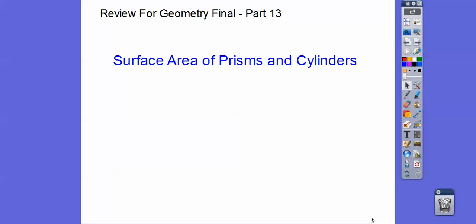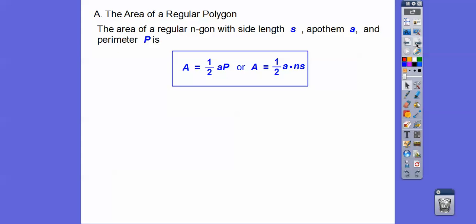All right, you guys, we have a few more lessons here. This one's on surface area of prisms and cylinders for our review for our final. Okay, so let's go ahead and get started. Oh yeah, and area of regular polygons also.